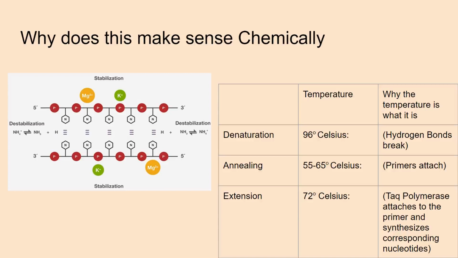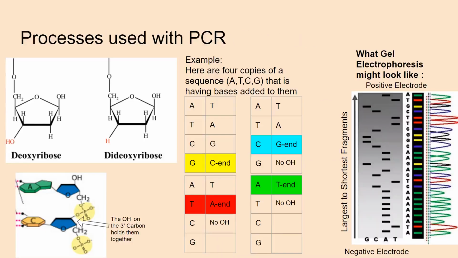And the NH4+ works on the hydrogen bonds holding the DNA strands together. As you can see, it just destabilizes the bonds and makes them easier to break, which is obviously, as I said in the previous slide, one of the goals of a part of PCR. You want to break it apart during the denaturation phase.